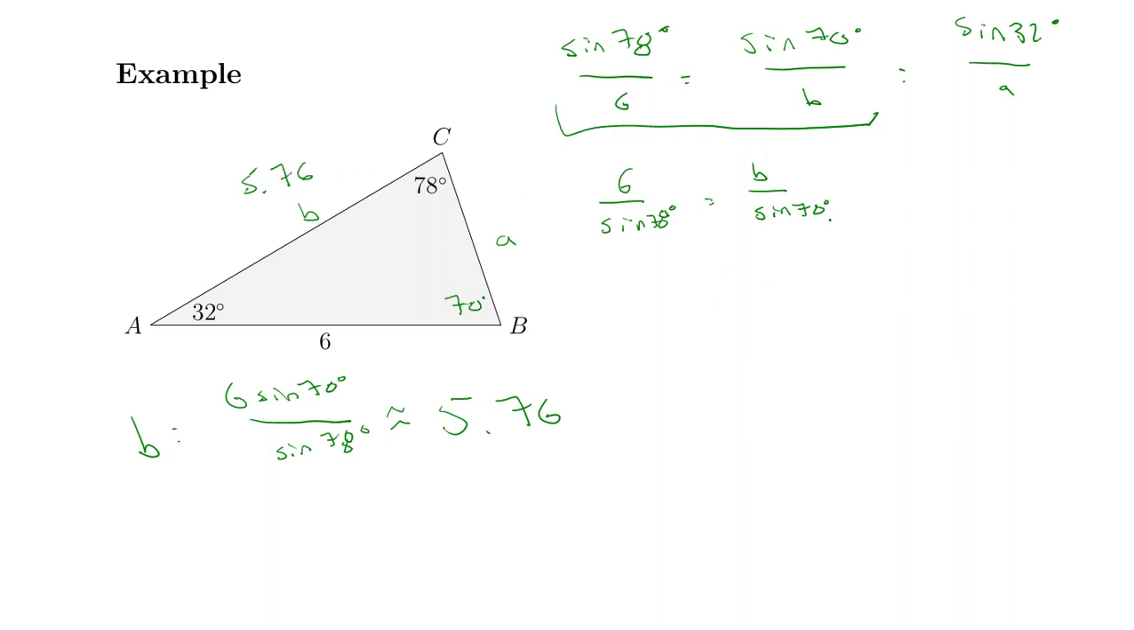Then we could do the same thing for A, and A is going to be the exact same thing as this, except instead of sine 70, it's going to be sine of 32 degrees. So we've got 6 sine 32 degrees over sine of 78 degrees. And we can plug that into our calculator again. 6 times sine of 32 degrees divided by sine of 78 degrees. And I've got 3.25-ish.